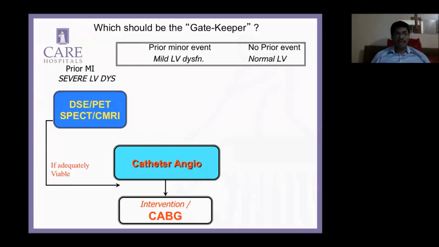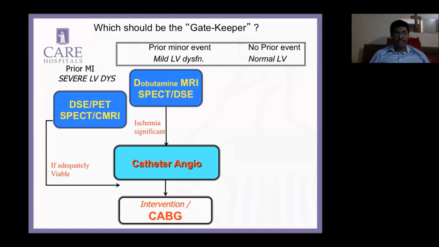In case of a prior minor event or mild LV dysfunction or a borderline lesion, we would use either a dobutamine echo, dobutamine MRI, or a SPECT. This would involve either adenosine or exercise on the treadmill. And if the ischemia is significant, the patient would then go to the cath lab and get fixed either by PCI, or if the patient has multivessel disease, get bypass.